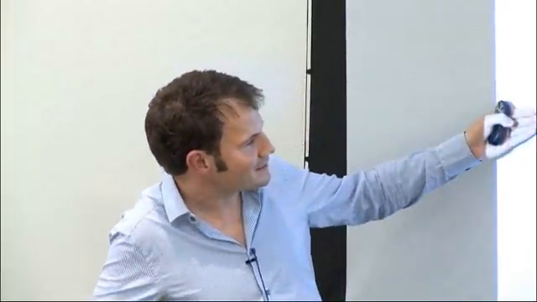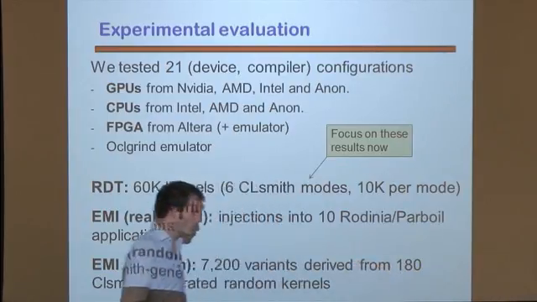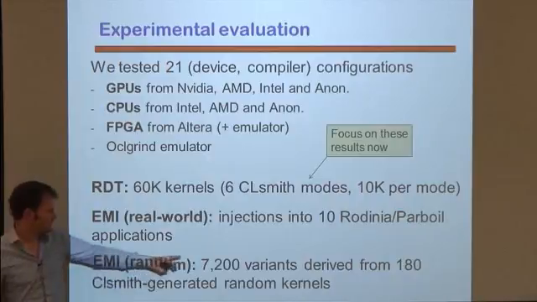We applied EMI testing to 10 real-world applications. So we took applications from the Rodinia and Parboil benchmark suites, and we injected dead by construction code into those kernels. And then we also did what you were alluding to, Shaz, which is we did random EMI. So we took a bunch of kernels generated by Csmith, and we equipped those kernels with dead by construction code as well. Is that what you were thinking of? OK. So what we did here is we made 180 base programs. And then we tried 40 variants for each of those base programs to give us 7,200.